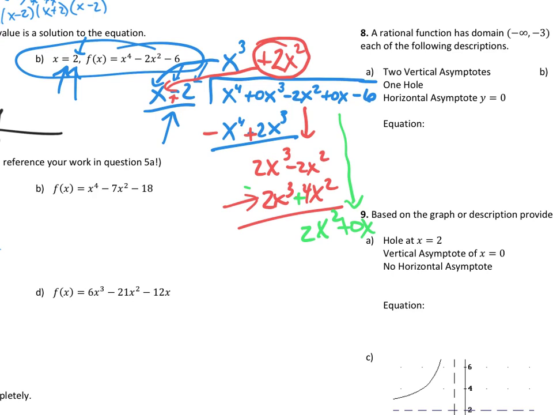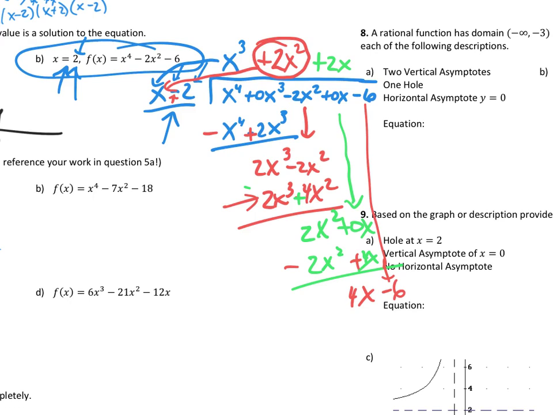plus 2x. So the 2x times the x makes 2x squared, just like I wanted. And 2x times the negative 2 makes negative 4x. Draw the line. Don't forget opposite, opposite. And I now have 4x, bring down the negative 6.